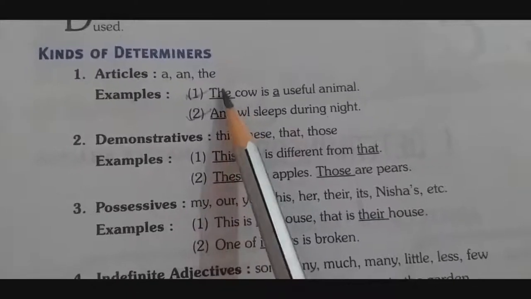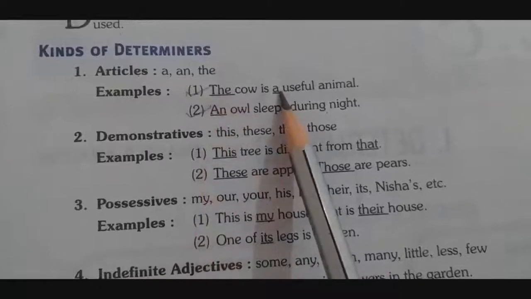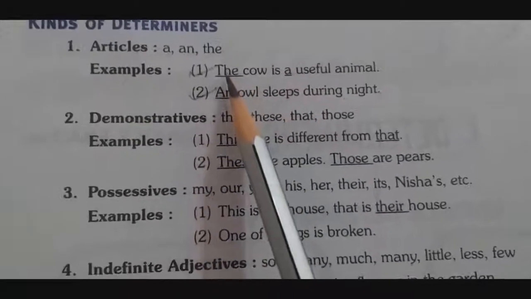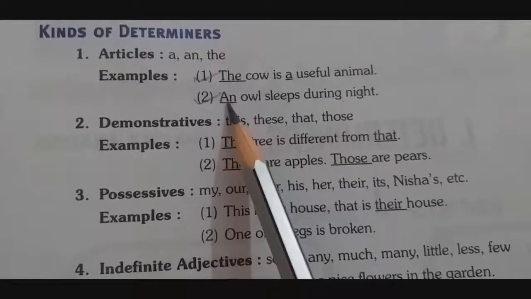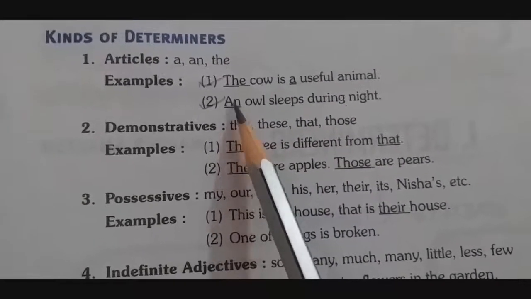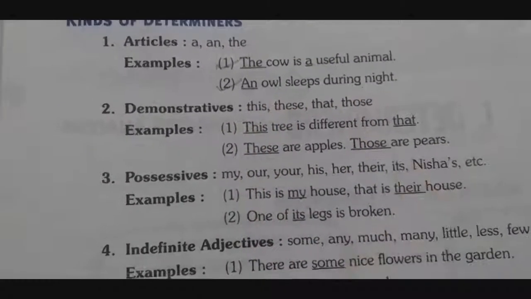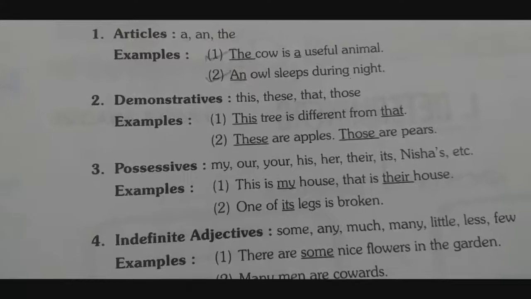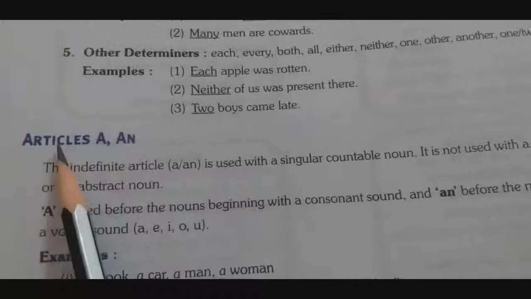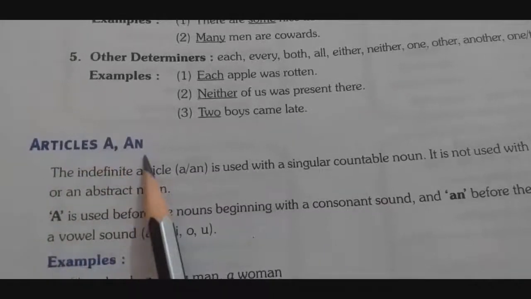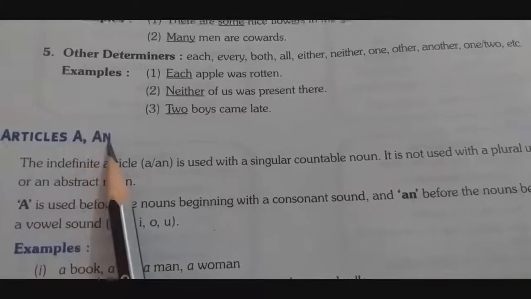Now we will read more deeply where and how these articles are used. In the first sentence we find two articles, whereas in sentence number 2 we find only one article. Now let's have a deeper look at it. First we will be doing articles. Now see articles a and an. First of all we will be reading about a and an.